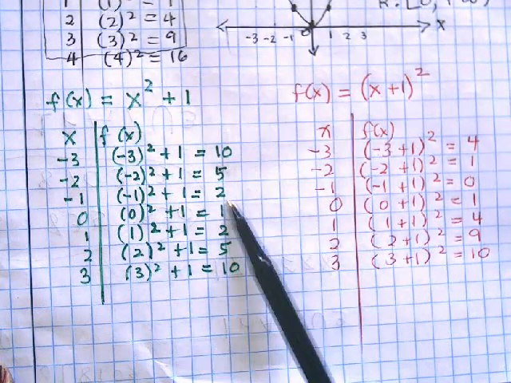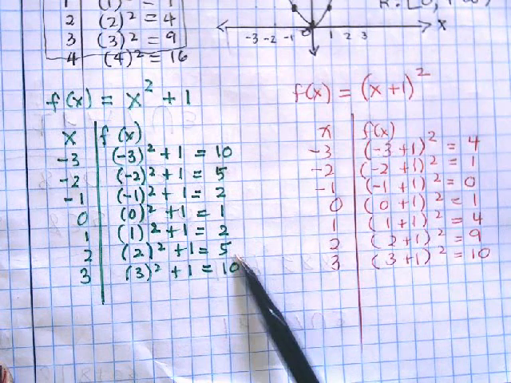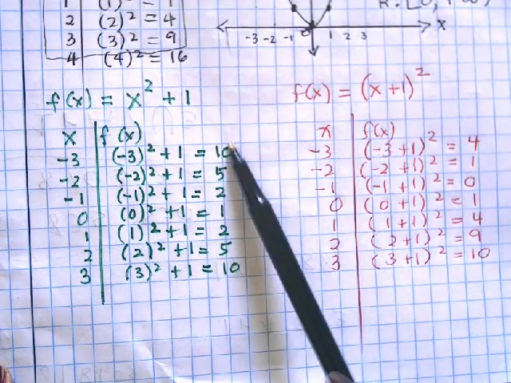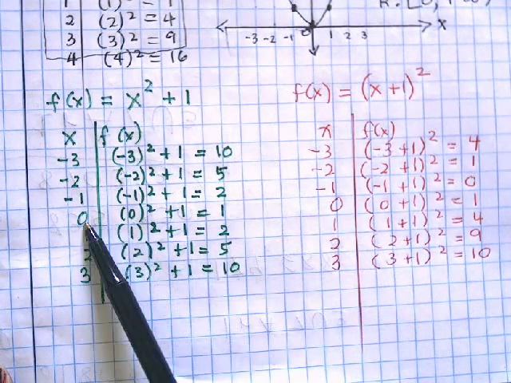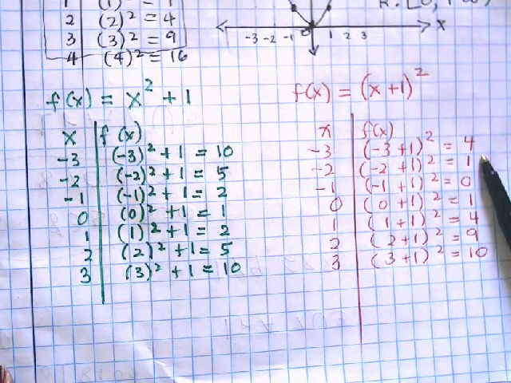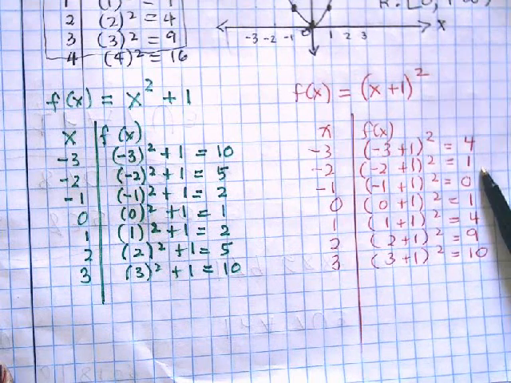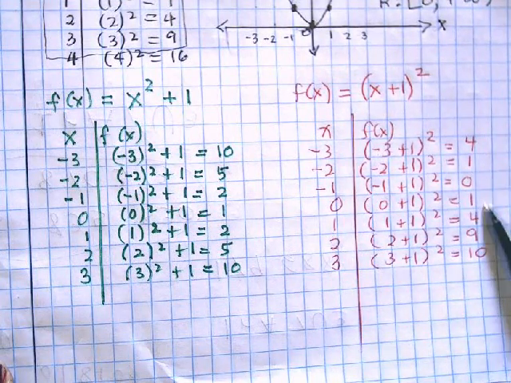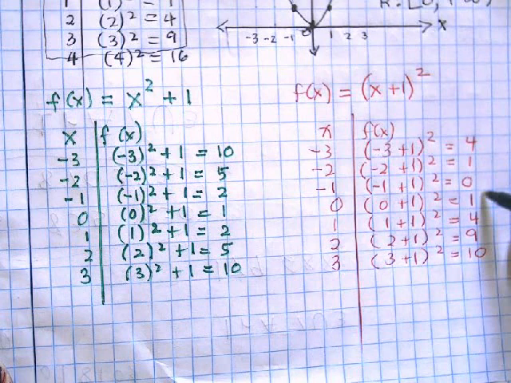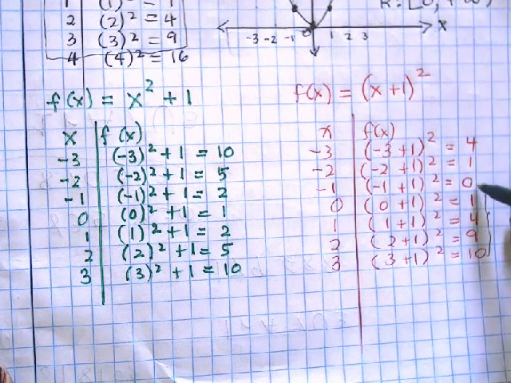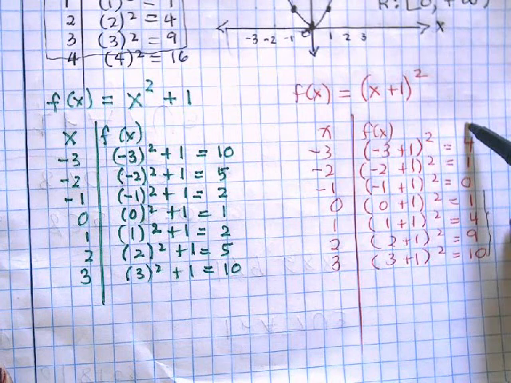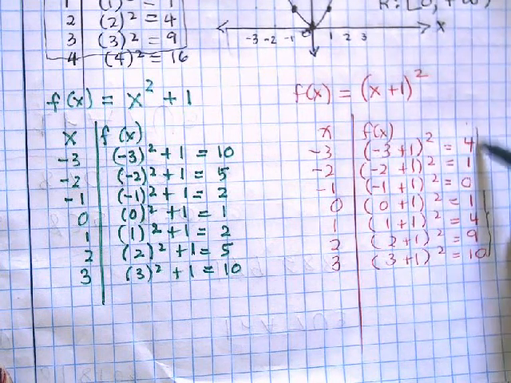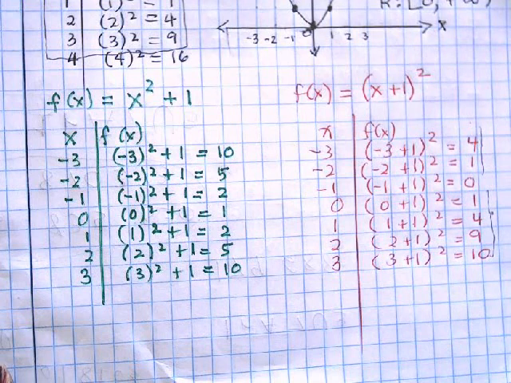So 10, 5, 2, 1, and then 2, 5, 10 again. So this will be our lowest point, our vertex. Here there is also a pattern: 4, 1, 0, 1. So this one will be the same as the one here: 1, 4, then we will assume that this will be 9 for negative 4. So there's always that symmetry.